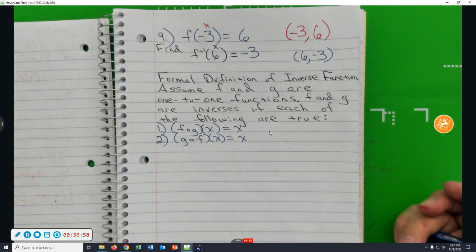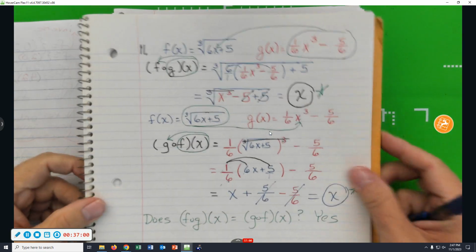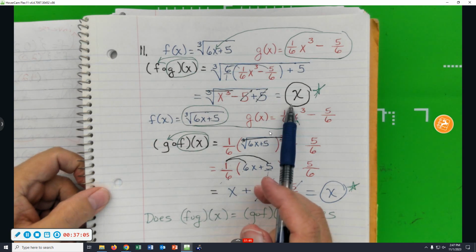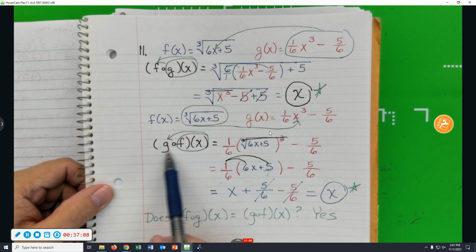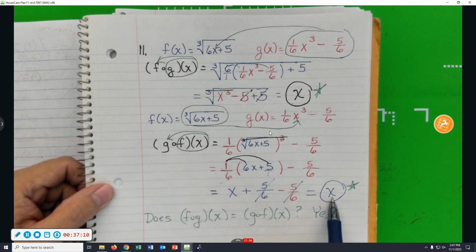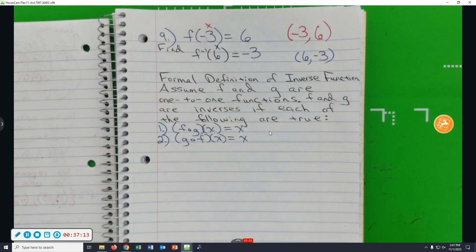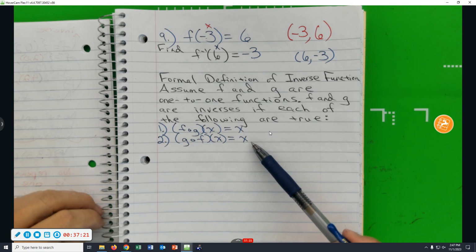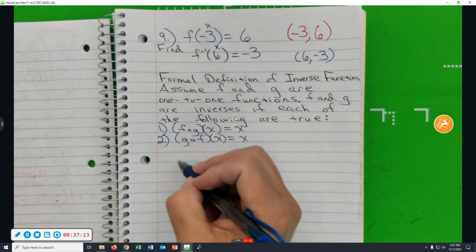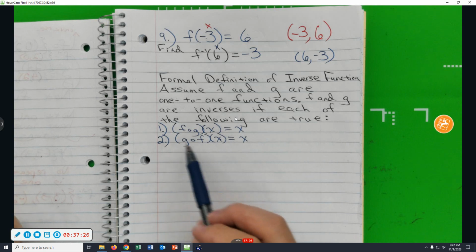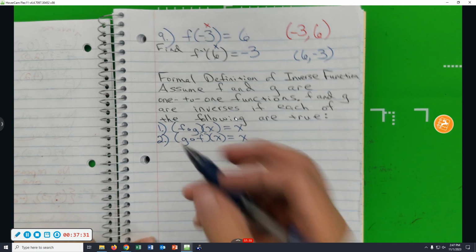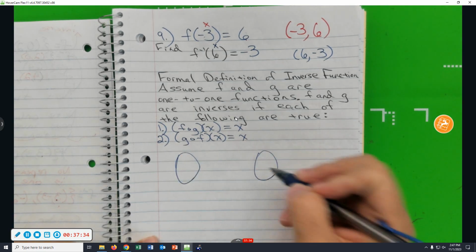And that's what we had here. f composed with g of x reduced to x, and then we reversed the order, and it also reduced to x. How is that algebraically saying the same thing as swap the ordered pairs? How is that possible? I don't think it's immediately obvious that this is saying swap the ordered pairs, is it? I don't think so. Let's consider the following functions.